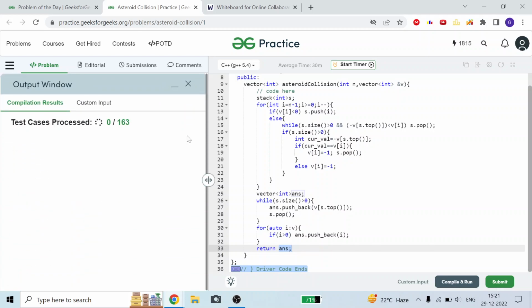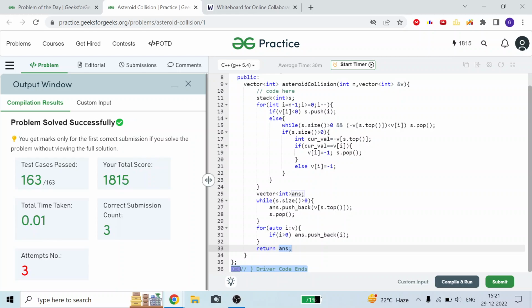Initially I used a priority queue, but then I realized I don't need a queue, so I use a stack. Okay guys, all 163 test cases pass.